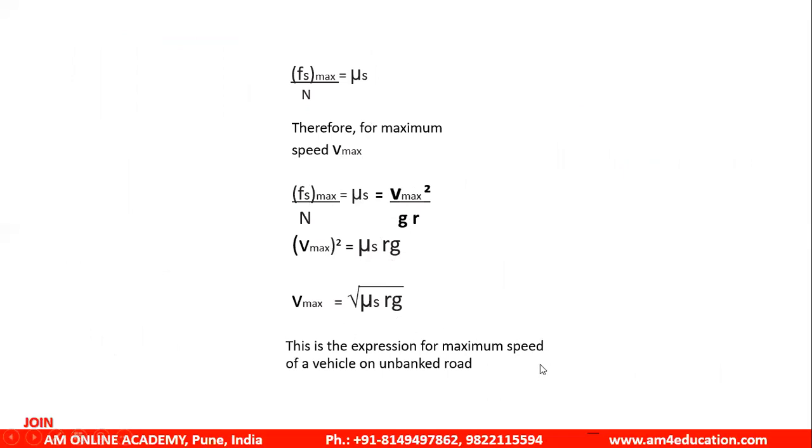So this is the expression for the maximum speed of a vehicle on an unbanked road. Now if you see this expression, you will find that there is no mass of the vehicle. m is absent in this term. This means that the maximum speed on an unbanked road does not depend upon the mass of the vehicle.